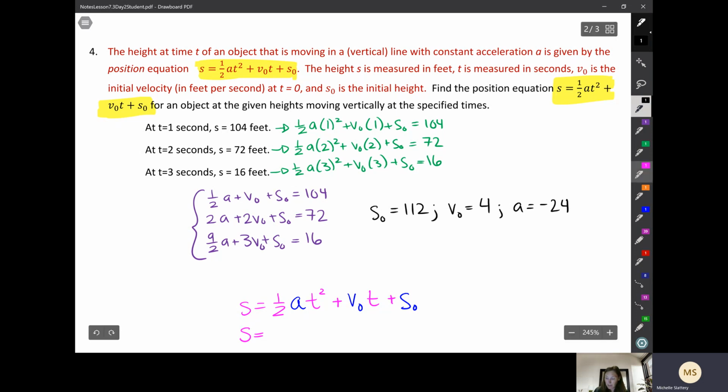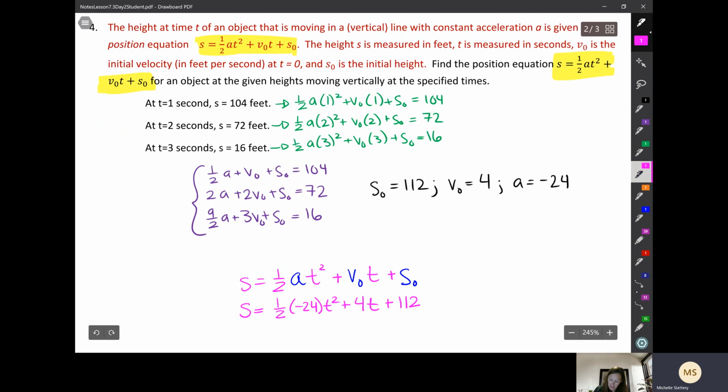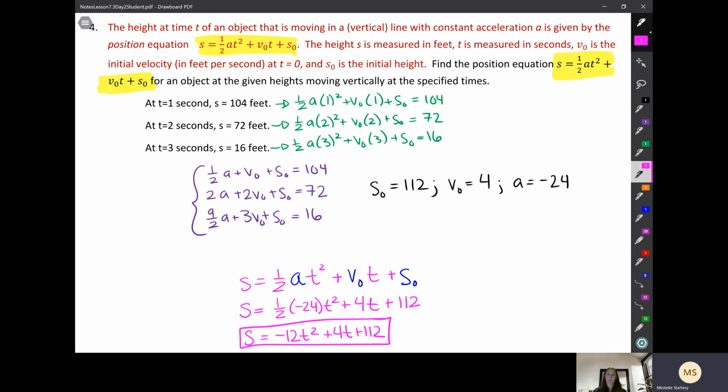So I just plugged that into my equation for my final answer. So I have 1/2 times -24t squared plus 4t plus 112. And I could just simplify that. So S is equal to -12t squared plus 4t plus 112. And there we have our final answer.